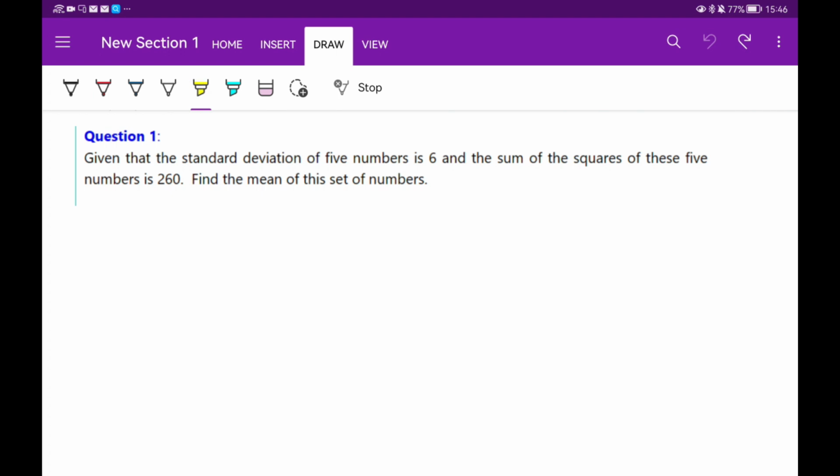Given that the standard deviation of 5 numbers is 6, and the sum of the squares of these 5 numbers is 260, find the mean. So here we know that n is 5 because there are 5 numbers. Sorry, n is 5. The standard deviation is 6, and the sum of the squares is 260.